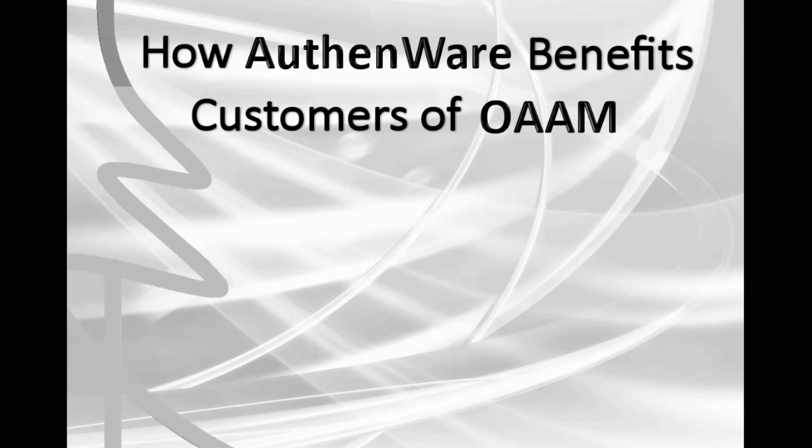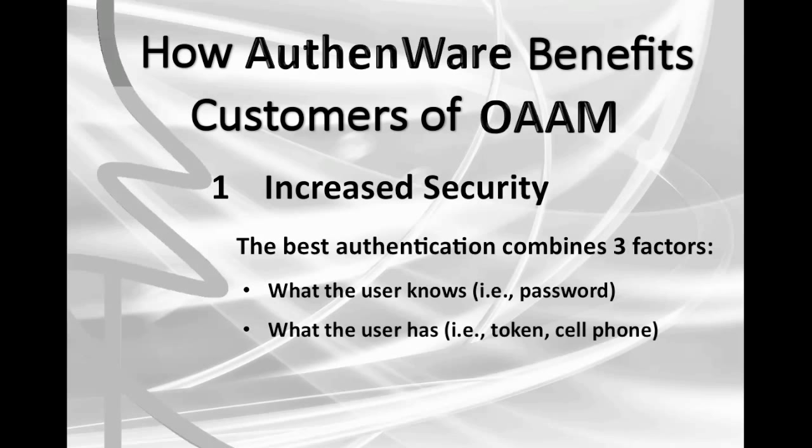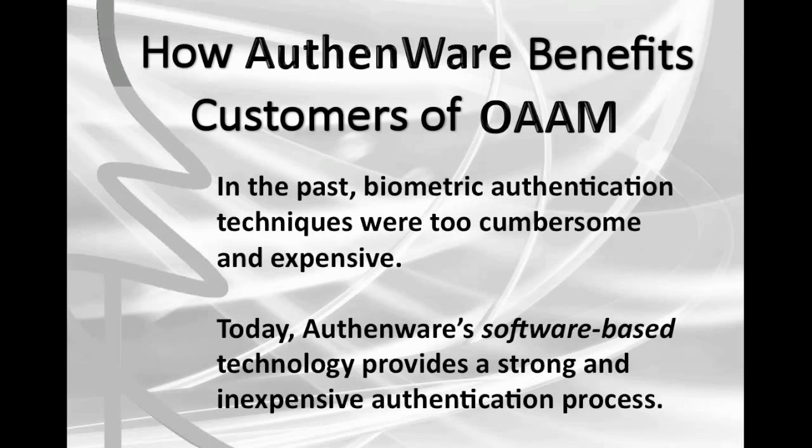The AuthenWare integration adds three important capabilities that current and future OAAM customers can benefit from immediately. Increased security. Experts agree that from a security point of view, the ideal authentication process should combine three different authentication factors: what the user knows, such as a password; what the user has, such as a token or a cell phone; and what the user is, such as fingerprint, voice, or biometric patterns.